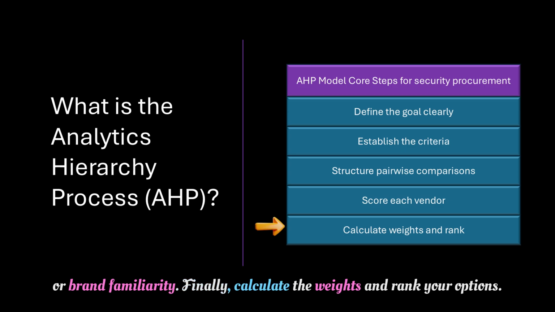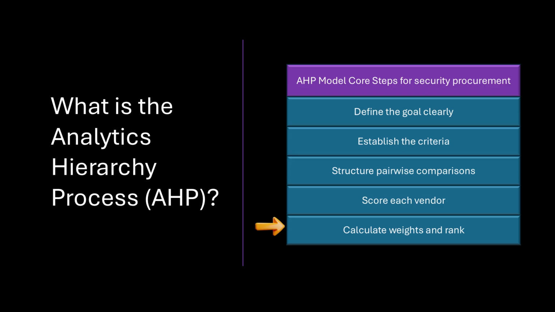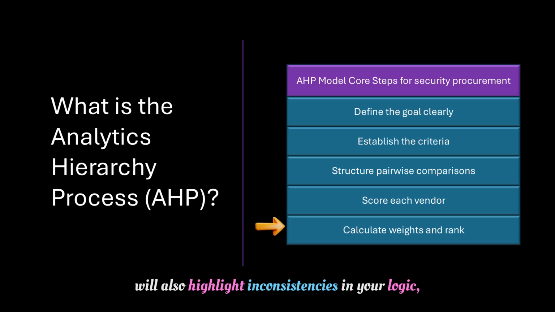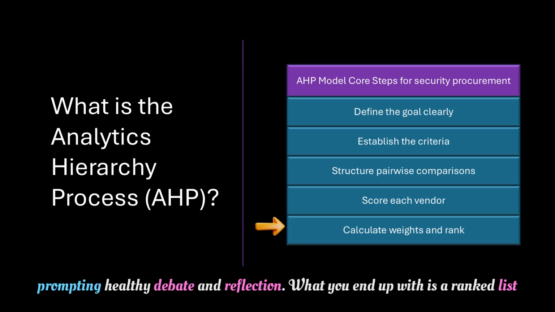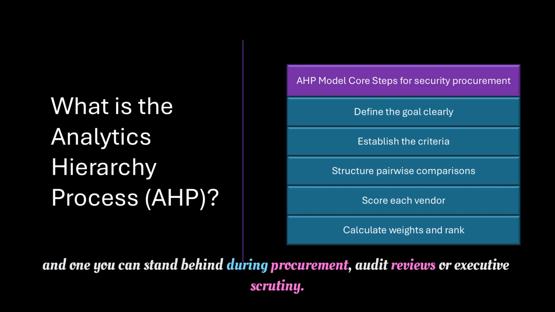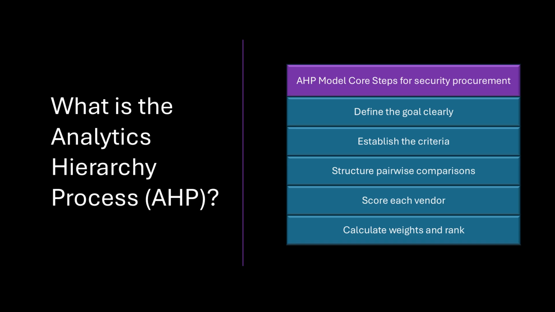Finally, calculate the weights and rank your options. You can use an Excel spreadsheet or an AHP-specific tool to do the math. AHP will also highlight inconsistencies in your logic, prompting healthy debate and reflection. What you end up with is a ranked list that reflects a collective, reasoned decision, and one you can stand behind during procurement, audit reviews, or executive scrutiny.